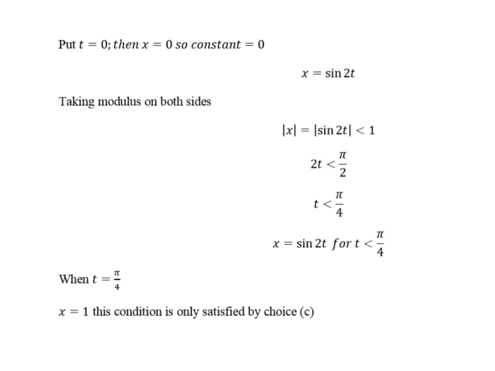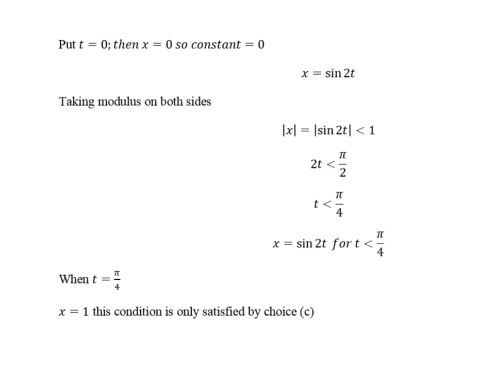Now taking modulus on both sides, modulus of x, that is modulus of sine 2t should be less than 1. So 2t should be less than pi by 2. So t should be less than pi by 4. So x is equal to sine 2t for t less than pi by 4 helps us to think that the solution may be 2 from the 4 available solutions.